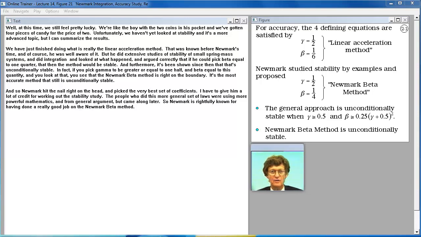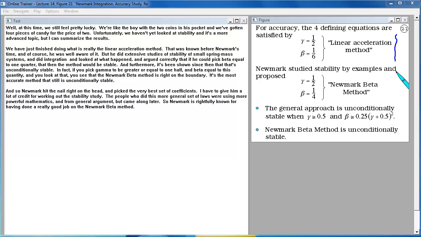Well, at this time, we still feel pretty lucky. We're like the boy with the 2 coins in his pocket, and we really got 4 pieces of candy for the price of 2. Unfortunately, we haven't yet looked at stability, and it's a more advanced topic, but I can summarize the results. We've just finished doing what is really the linear acceleration method. That was known before Newmark's time, and of course he was well aware of it.